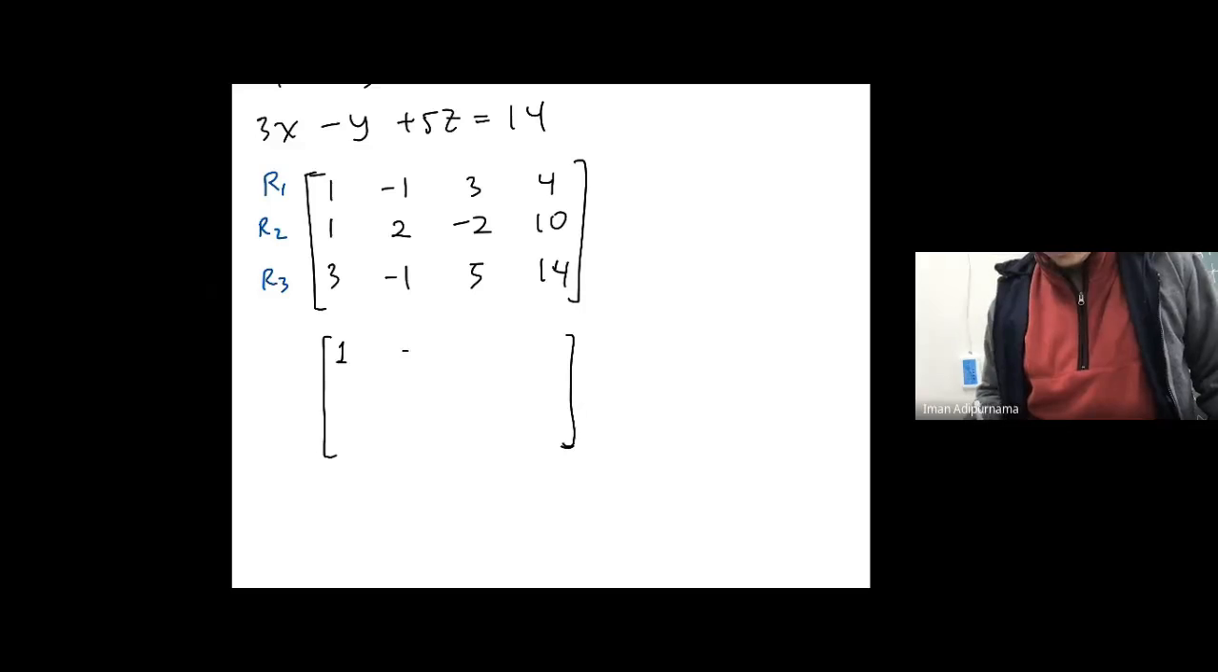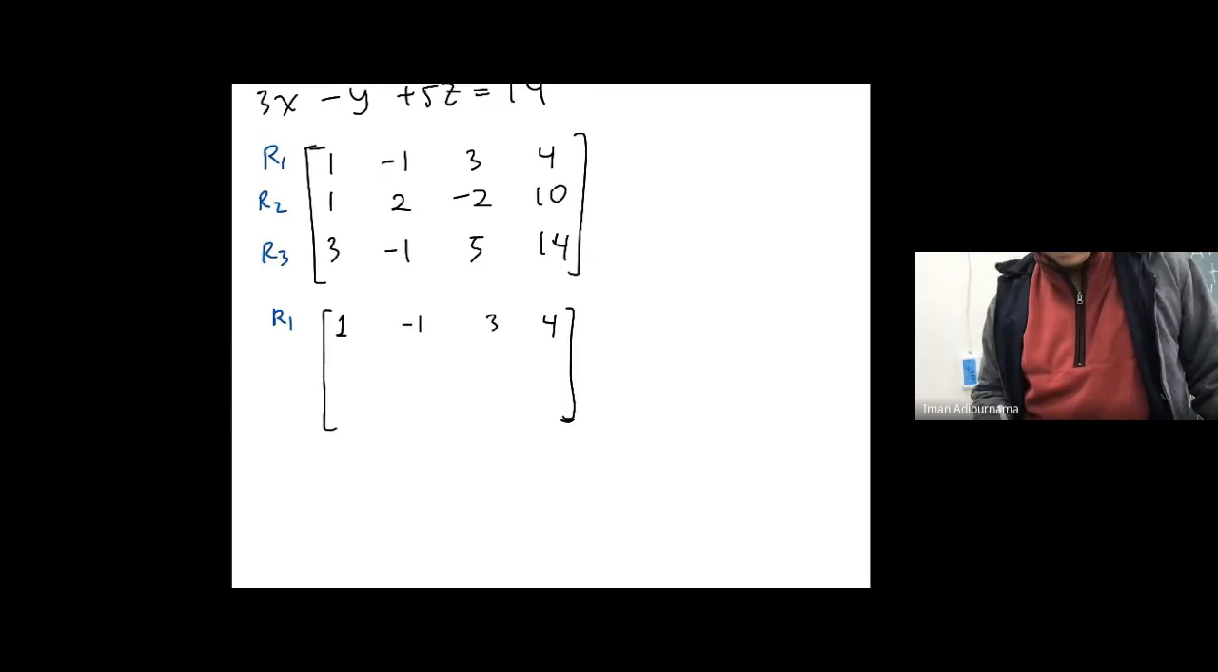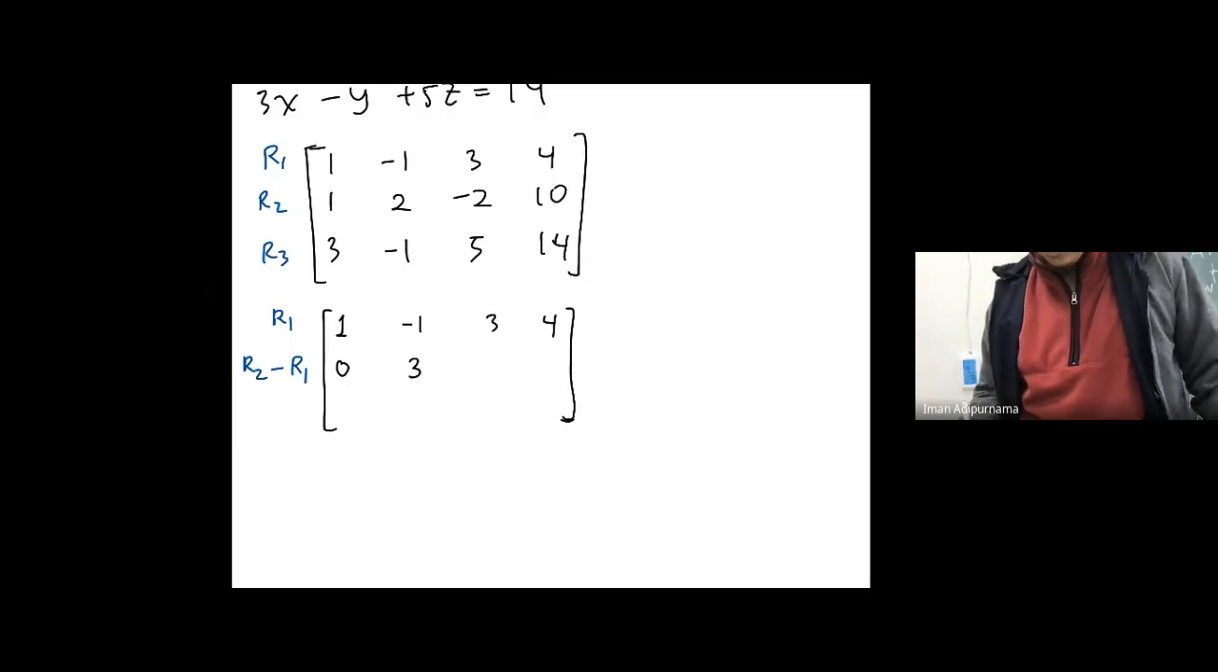So R1 is still the same. I'm just writing the R1. But R2, I can write this. So 1 minus 1 is 0. 2 minus 1 is 3. Negative 2 minus 3 is negative 5. 10 minus 4 is 6.